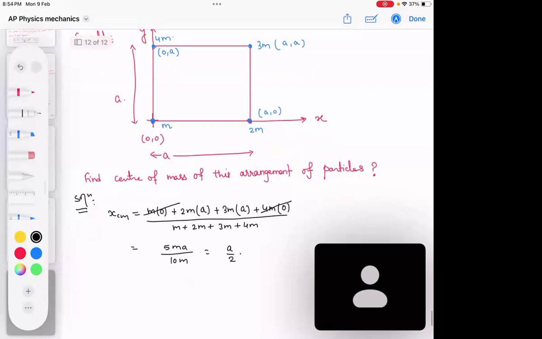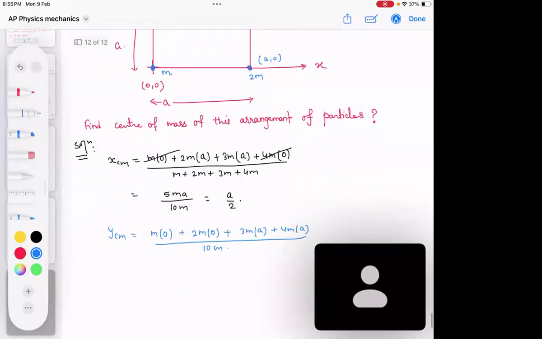Now we will do the same thing for the y coordinate. YCM, if I am calculating, what is the y coordinate of m mass? Again 0. 2m mass y coordinate 0. 3m mass y coordinate a. 4m mass y coordinate a, divided by, again, can I write it directly? 10m, m plus 2m plus 3m plus 4m, isn't it? Simplify it. This is 0, this is 0, 3 plus 4. So we got 7a by 10. That is our YCM.